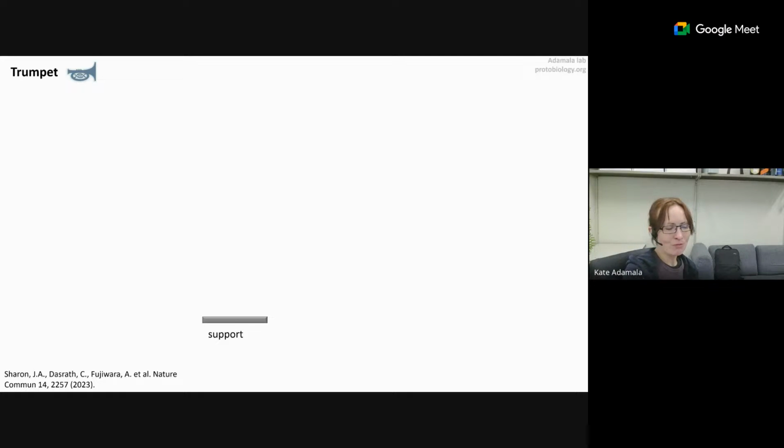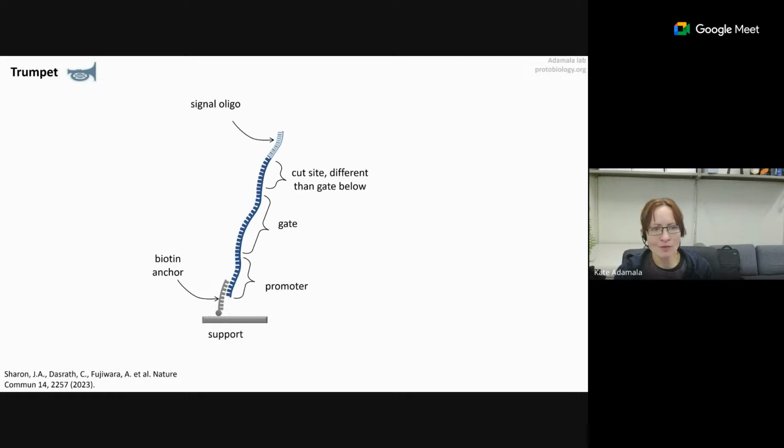So what I've shown you before was just an example of a single NAND gate. This is how you layer the gates. We have a solid state support. In our case, that was just a magnetic bead. It could also be a microfluidic system. On that support, we immobilize a piece of DNA with a biotin anchor. On that piece of DNA, we immobilize our gate template.